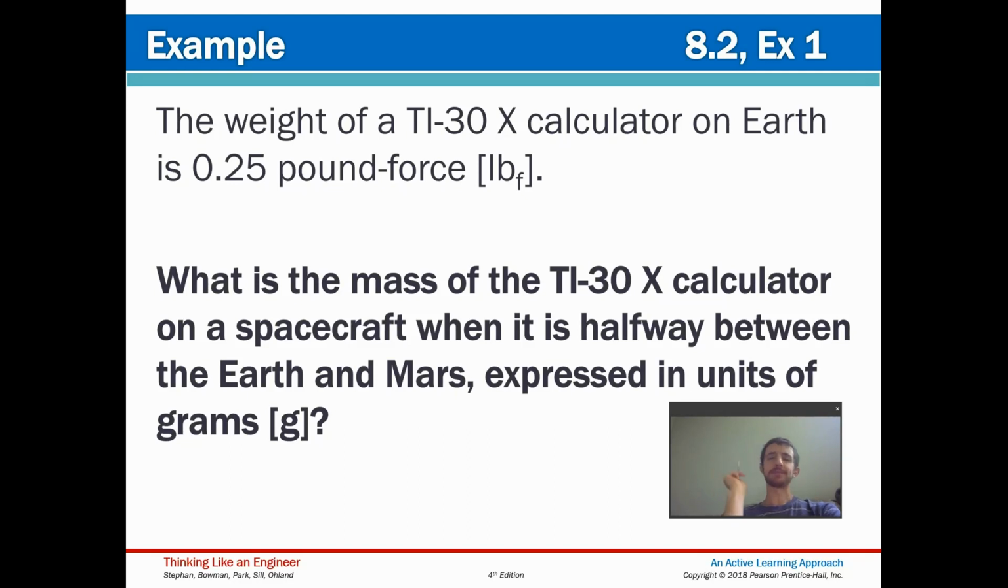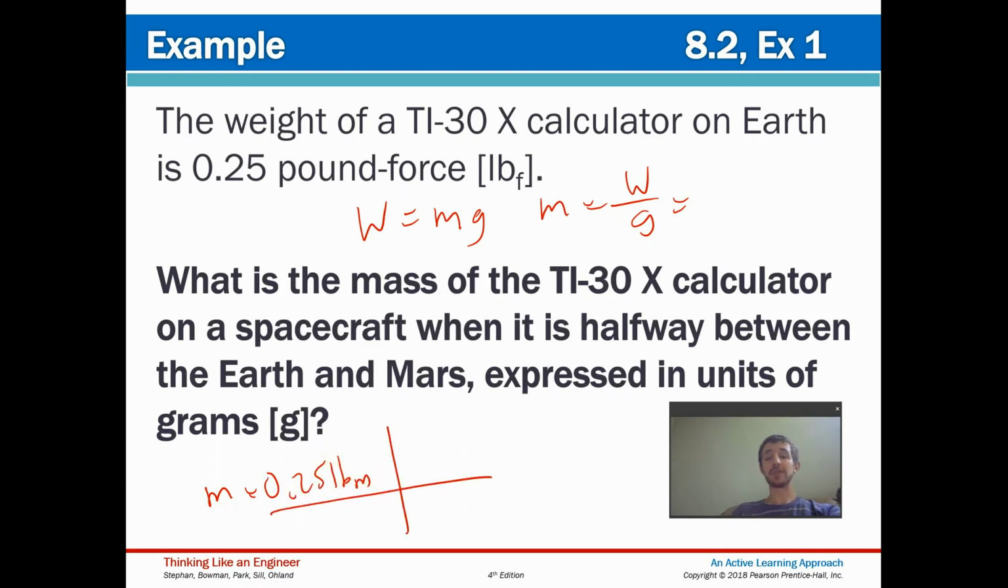I'll move on. Okay, so remember that weight equals mass times gravity. So let's go ahead and calculate its mass on Earth. So mass would be equal to weight divided by gravity, but for this problem, we don't even need to do that. We don't even need this equation at all because it's given to us in pound force. And on Earth, and only on Earth, and only when it comes to weight, pound force and pound mass have the same value. Not the same unit, but the same value. So it'll have a mass that's equal to 0.25 pound mass.